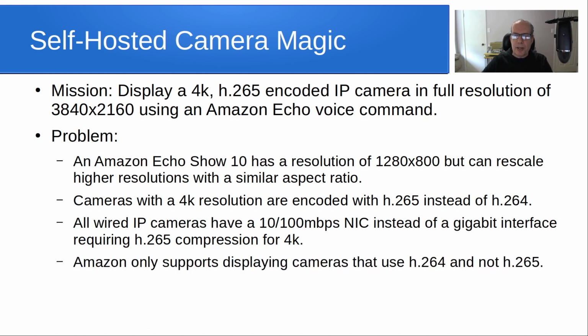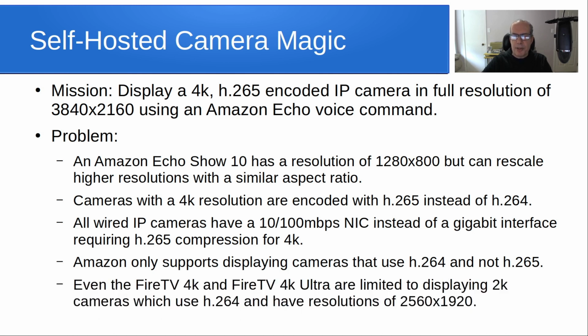Amazon only supports displaying cameras that use H.264 and not H.265. And even the Fire TV 4K and the Fire TV 4K Ultra sticks are limited to displaying 2K cameras which use H.264 and have resolutions of 2560 by 1920.